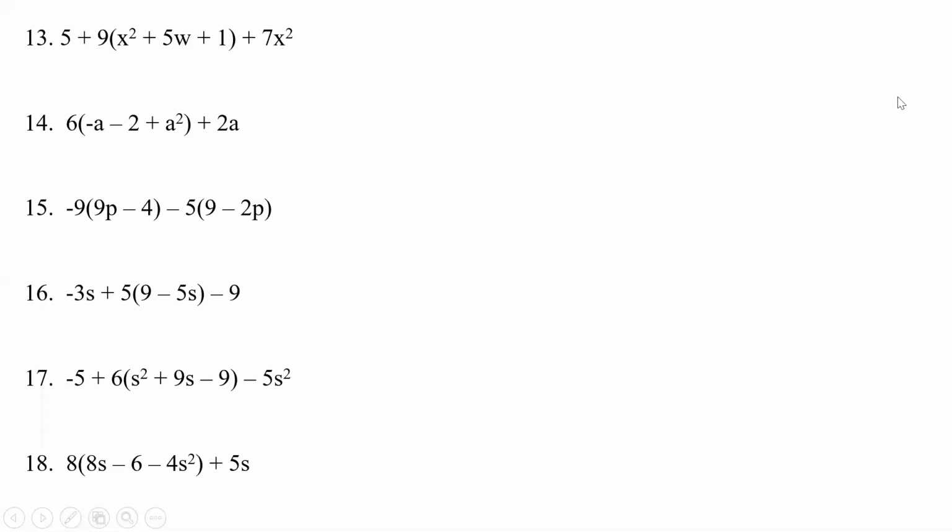All right, so we're continuing on with the last 12. And so here we have a 9 we have to distribute through here. And so that gives us a 5 plus 9x squared plus 45w, and then plus 9 plus 7x squared. Okay, so we have this w thrown in there for some reason, but hey, we were just looking for like terms. We have an x squared, a number, and that's all out by itself.